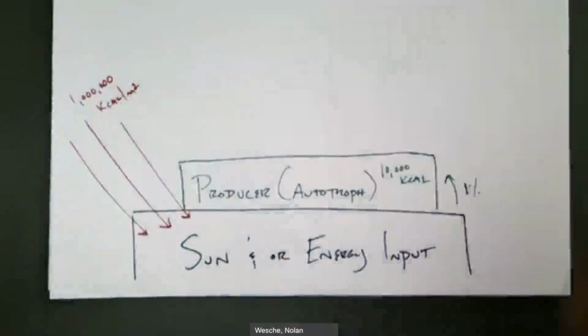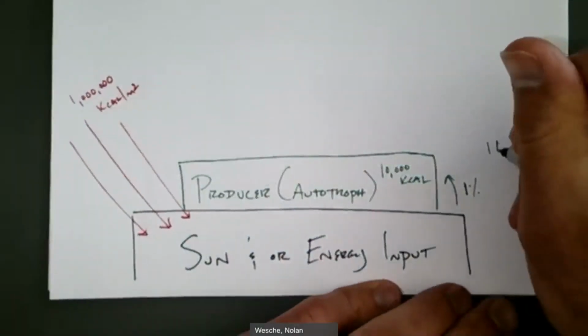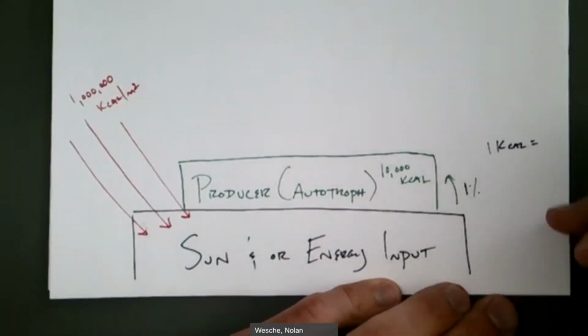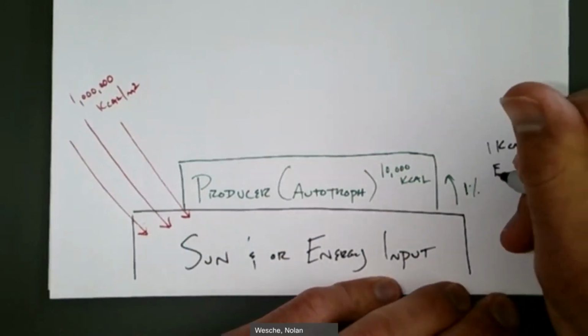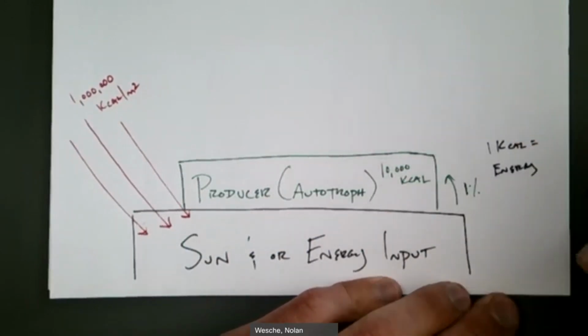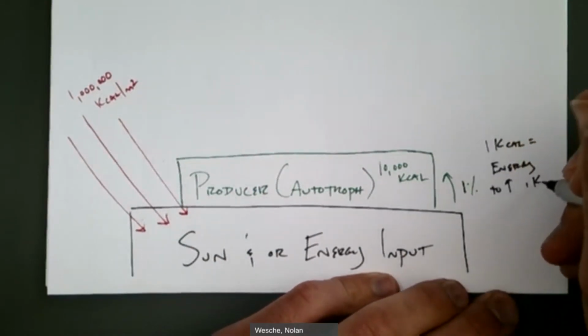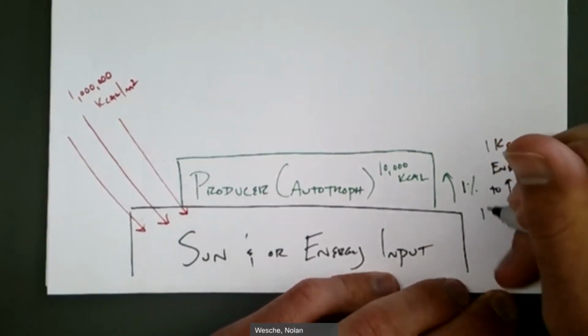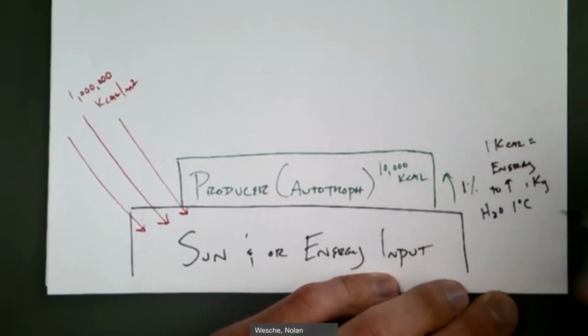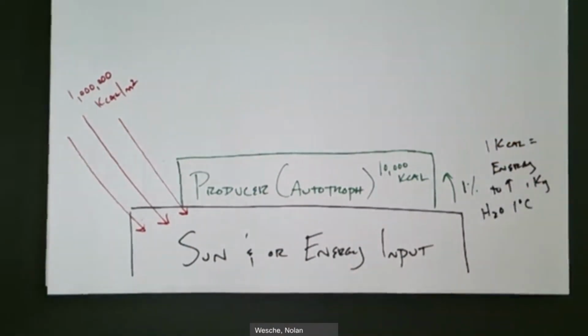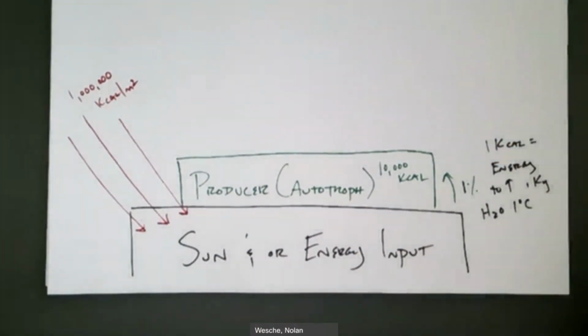And we'll just go ahead and make a note over here. 1 kcal is equal to the energy that it takes to raise 1 kilogram of water 1 degree Celsius. So that's what a kcal is. It's the amount of energy needed to increase a kilogram of water 1 degree Celsius.